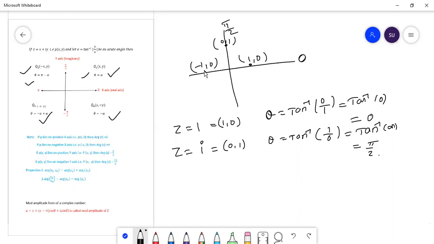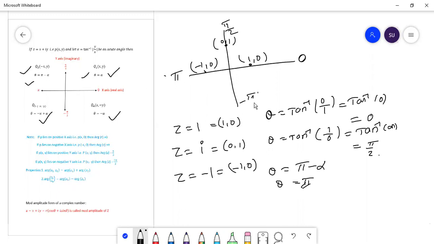In the same way, here it is (-1, 0), for example z is equal to minus 1. You can write it as (-1, 0). Let us consider the (-x, y) form, that is the second quadrant. As we know, if it is in the second quadrant, theta is equal to pi minus alpha, and alpha is equal to 0, so theta is equal to pi.